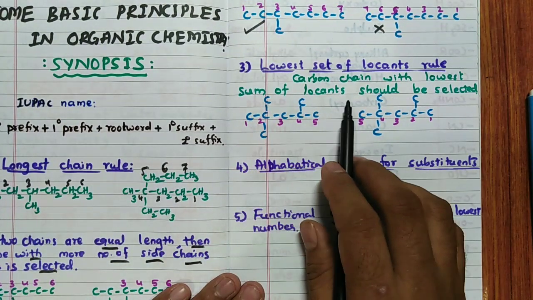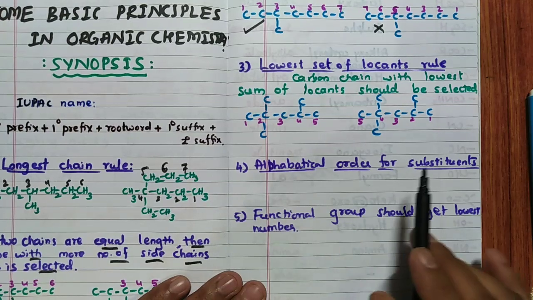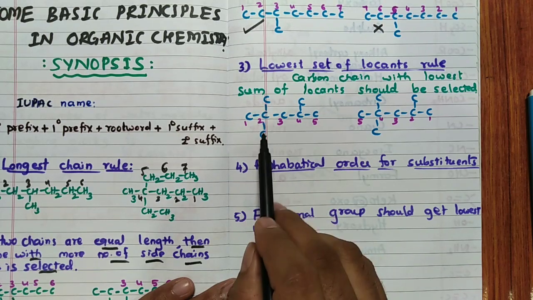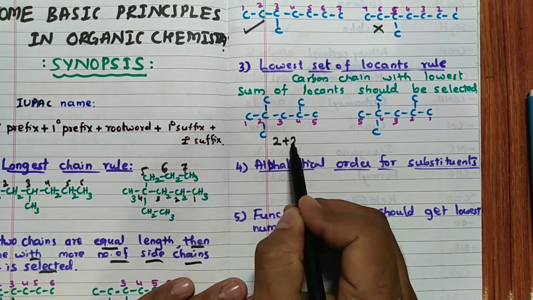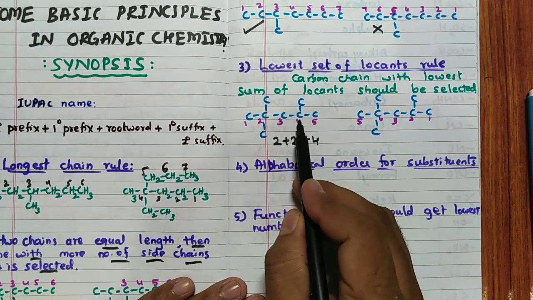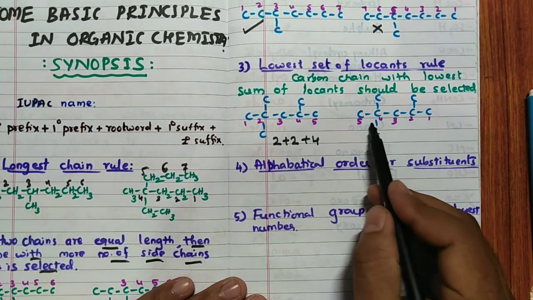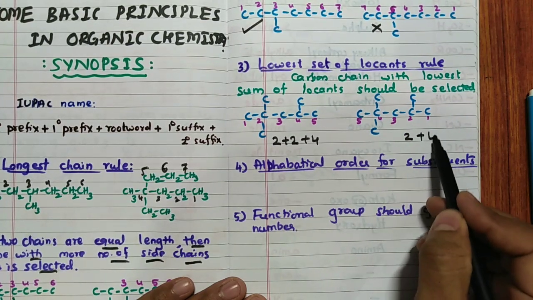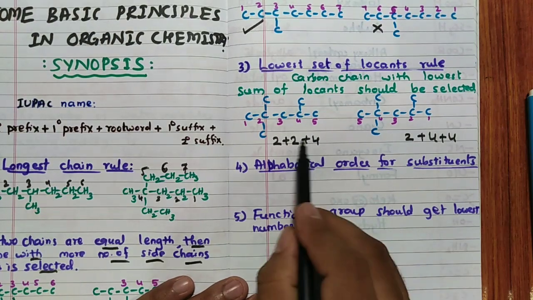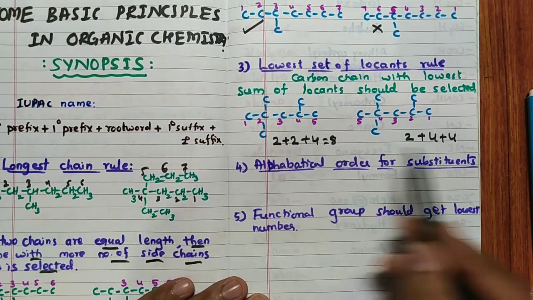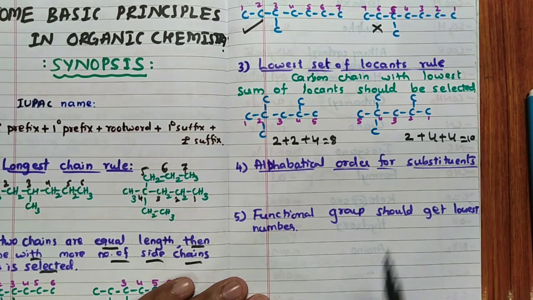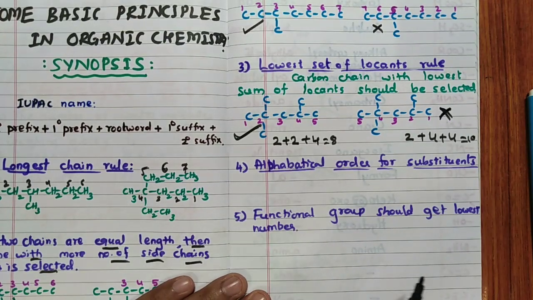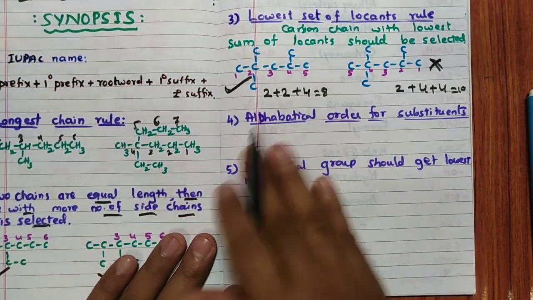Similarly, the lowest set of locants rule. The carbon chain with the lowest sum of locants should be selected. Which means, here if I number, at the second carbon there are 2 substituents, hence I can write 2 plus 2 plus 4 plus 4, fourth carbon substituent. But here, 1, 2, 3, 4, at the fourth carbon 2 substituents, so I will write 4 plus 4. Then you can see here 4 plus 2, 6 plus 2, 8, and here 4 plus 4 plus 2 is 10. According to the lowest locant rule, this is the correct numbering, this is wrong, remember. Like that.